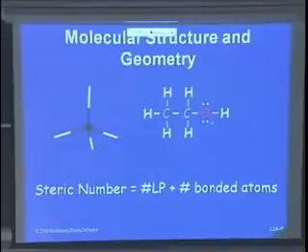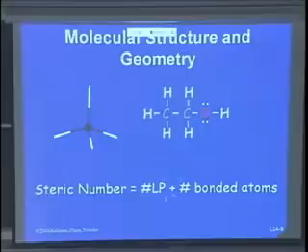You agree with that? Okay. What would be the steric number for that? 4. And the steric number for that? That's very good, because you have 2 lone pairs. Each lone pair counts for 1. It's the number of lone pairs plus the number of bonded atoms. And the hydrogen, of course, would be only 1.